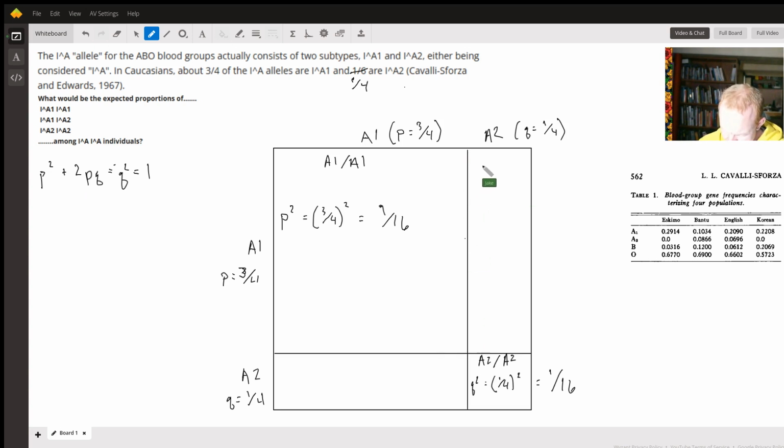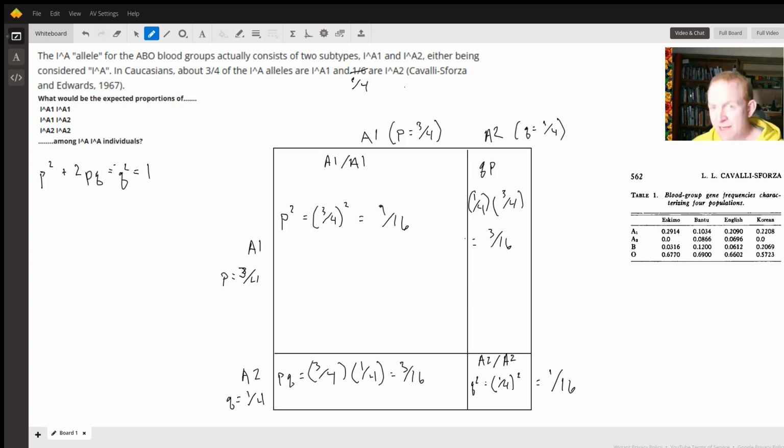So let's say Q times P, and that is 1/4 times 3/4 = 3/16, and this is PQ. So that's 3/4 times 1/4 = 3/16, and now we have 3/16 plus 3/16, 6/16 or 3/8, and that is our genotype frequency for the heterozygotes. So these two skinny rectangles are the heterozygotes.